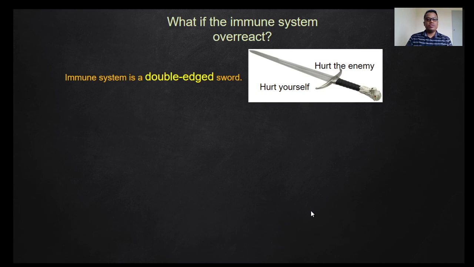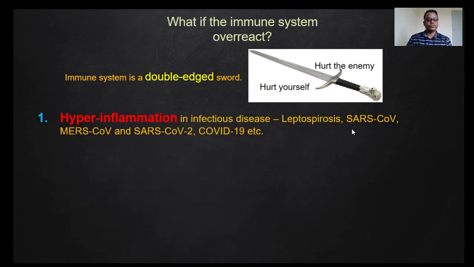And we know that the immune system produces an inflammatory response. So what if the immune system overreacts? The immune system is a double-edged sword. It can hurt the enemy and also can hurt yourself. So both edges are equally sharp. First, in the case of hyperinflammation, which we can observe in infectious diseases such as leptospirosis, SARS-CoV, MERS-CoV, SARS-CoV-2, and also in COVID-19.